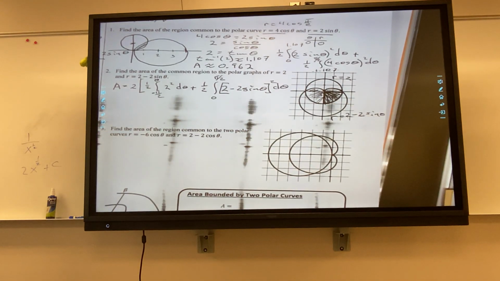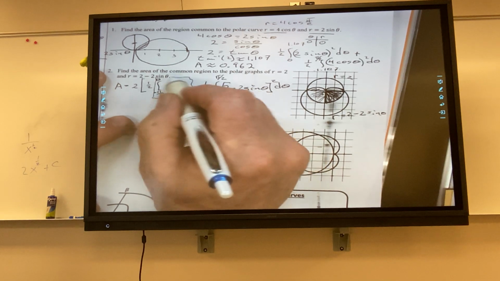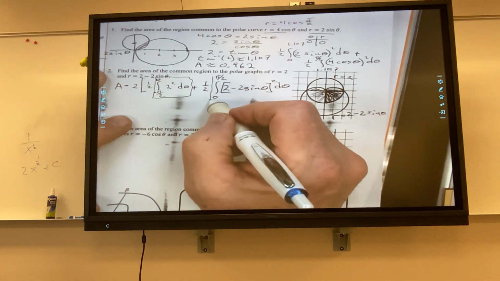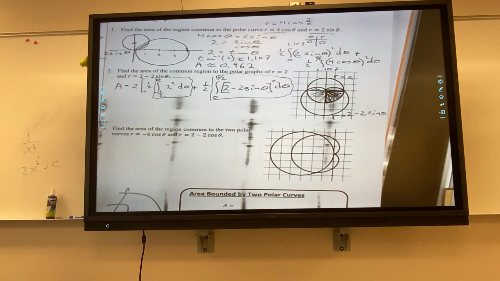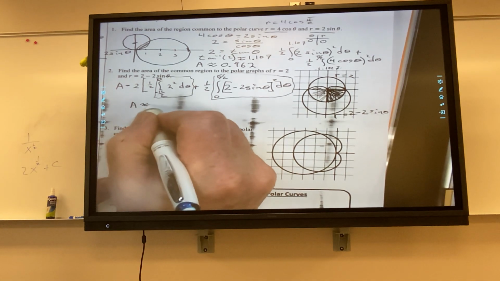Now, my guess is when you put it in your calculator, you'll only do this portion plus this portion, because since you're doubling it, the halves are gone, correct? Okay. Does that make sense? Yeah. Ethan? Okay. And what do we get with this one?